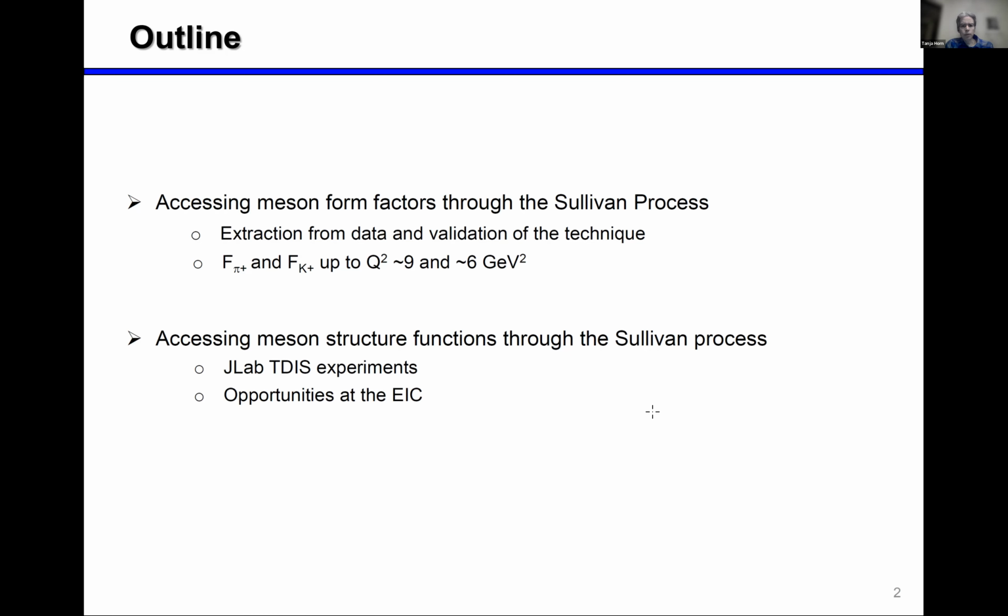Then I will also say how we access the meson structure through the TDIS experiments. So that would be the pion and kaon structure functions. And then also talk about opportunities at the EIC, and that will be for both the meson form factors and also for the structure functions.